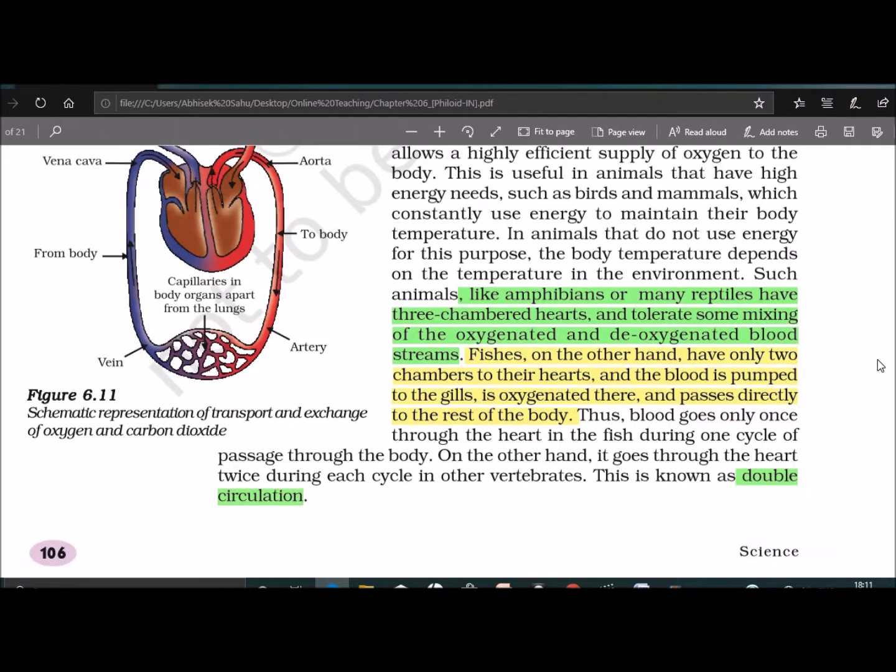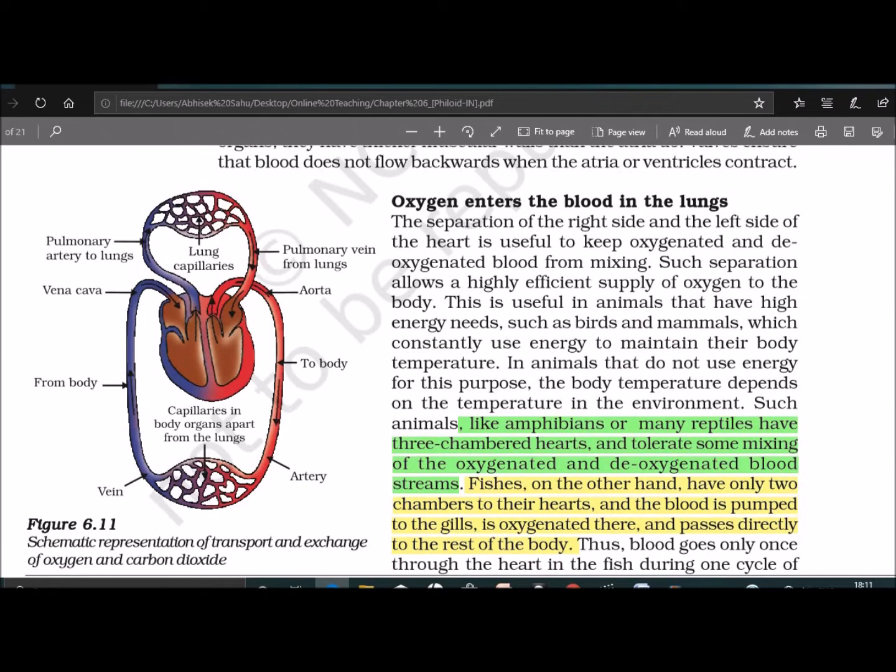The blood circulation in the human heart is the double circulation. This means the blood passes through the heart twice. One circulation involves the entry of the blood from all the parts of the body. This blood is deoxygenated, which goes to the lungs for oxygenation. And the second circulation involves the entry of the oxygenated blood from the lung to heart and then to all the body parts.